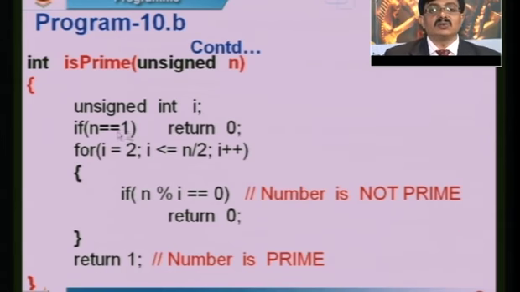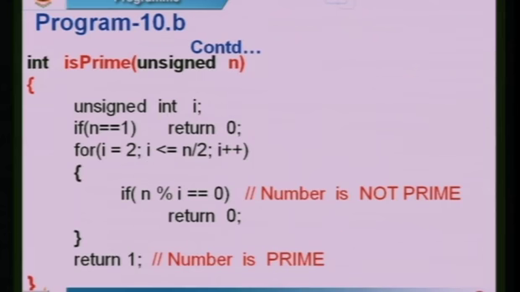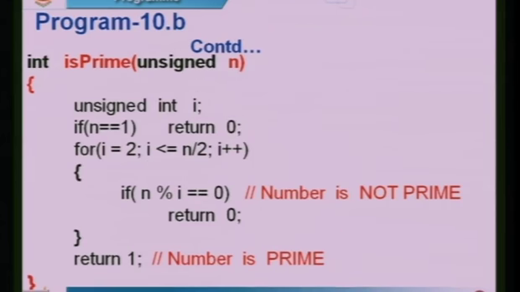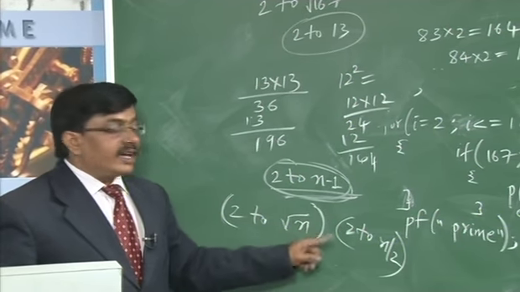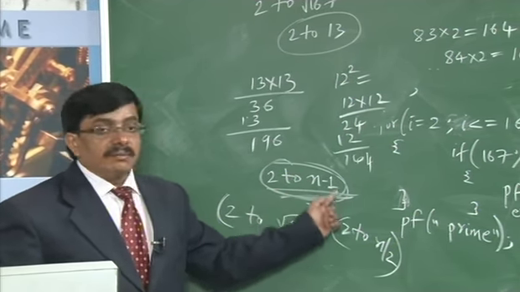So if n is equal to 1, then I return value 0, indicating that 1 is not a prime number. Otherwise, for i is equal to 2, i less than or equal to n by 2, i plus plus. The same logic what we have applied here. 2 to n minus 1 is one logic, 2 to n by 2 is another logic, and one more logic is 2 to square root of n. Here I am sticking on to 2 to n by 2.